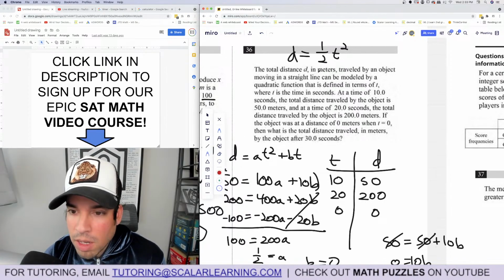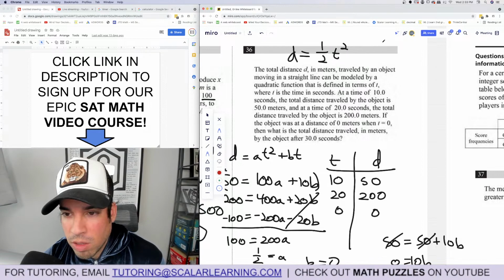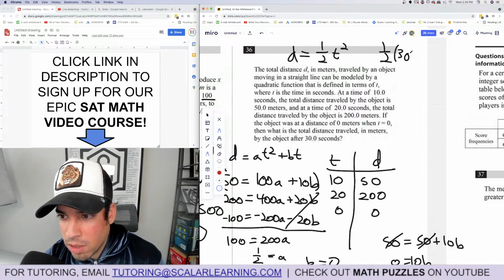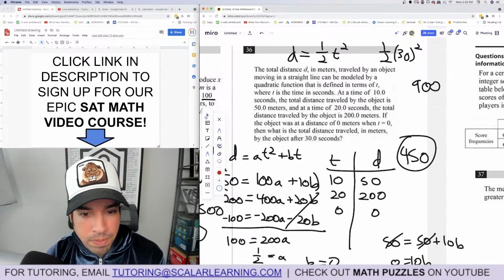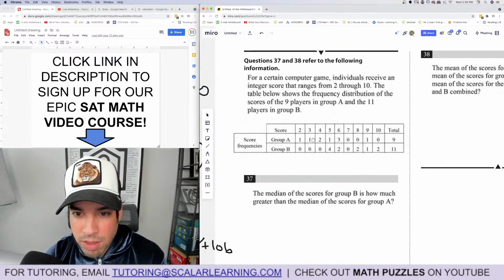So there's the quadratic. So now we just plug in 30. So D equals 1/2 30 squared. 30 squared is 900. 1/2 of 900 is 450. Boom, done. All right. Very difficult question.